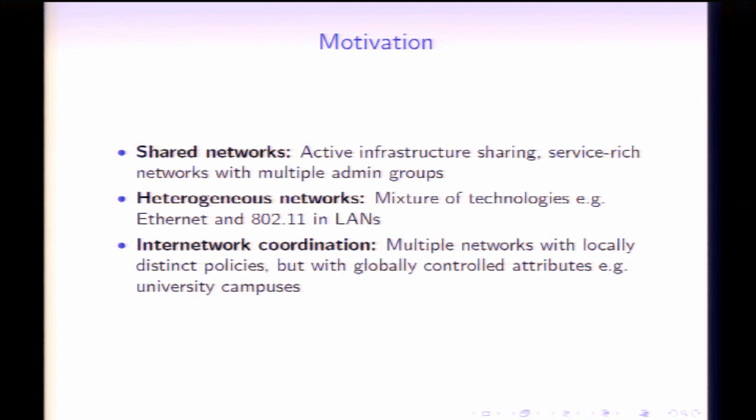The second one is heterogeneous networks. Say even a small LAN in your house or on a campus might integrate Ethernet, Wi-Fi, and WiMAX, and each of them has different requirements in terms of management, security, and so forth. And finally, there might be multiple networks that are administered individually, but fall under an overall global policy, like different campuses with their different networks, but with a global access policy for only students, faculty, and staff.